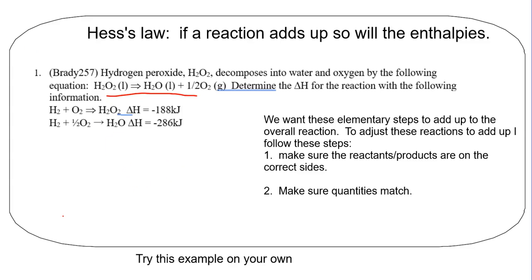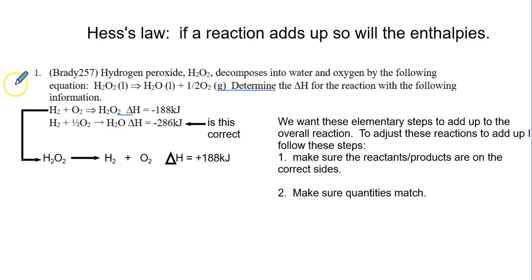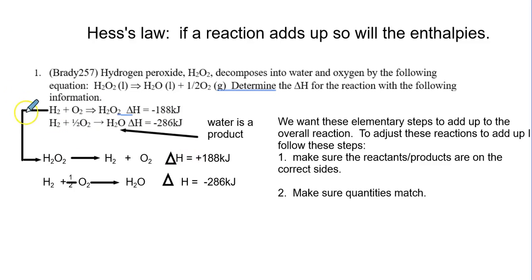All right, here we go. First thing you do is, does anything need to get flipped? In this case, these are on the opposite sides, so we've got to flip this one. This one's correct. This one got flipped. All right. Do I got to multiply and divide anything? In this case, water is a product. Make sure the quantities match. Okay. And do they match?